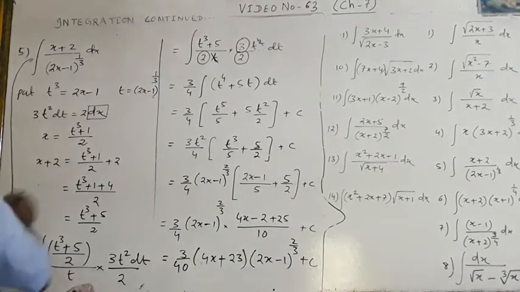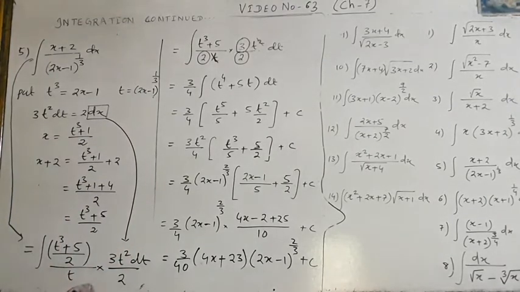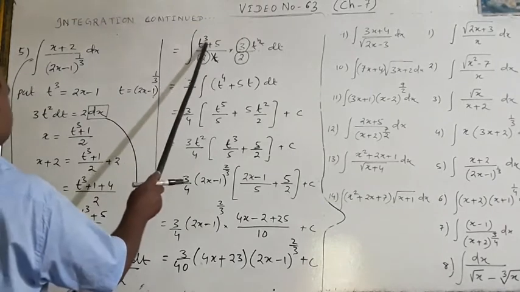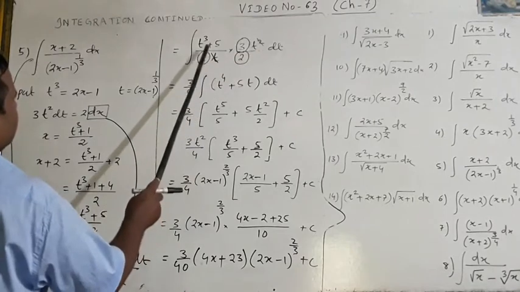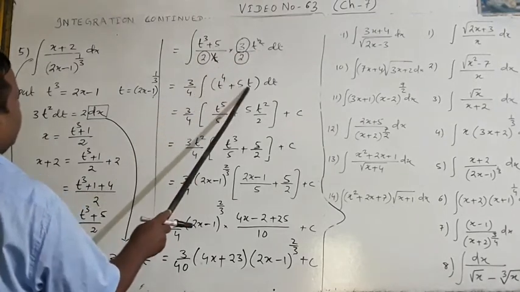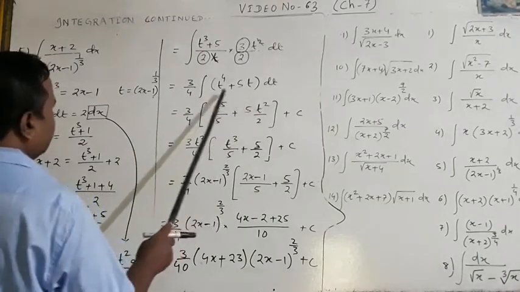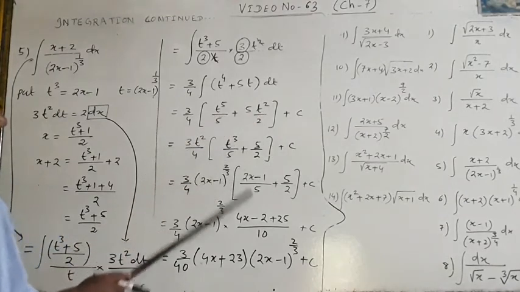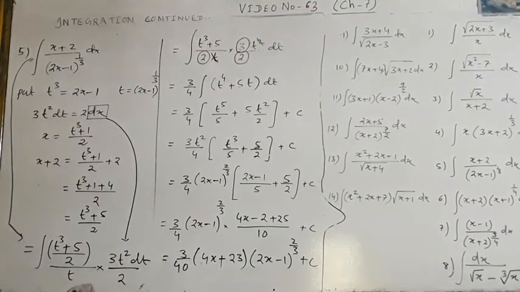What is dx? I am writing it here. Take this dx. What is dx? It is 3t^2 dt by 2. Now arranging and taking common 3 by 4 outside, it is (t^3 plus 5), and this t and t^2 cancel. It becomes (t^3 plus 5t), 3 by 4 taking outside, and dt, integrate, then take common t^2, then simplify it like this. Take this screenshot, do it by yourself. Okay.